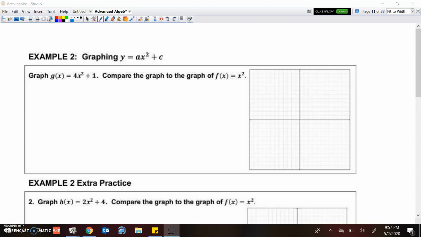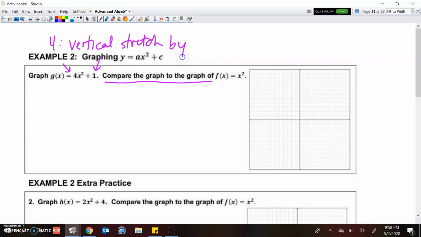Alrighty, so here I have ax squared plus c. So the only new thing we're seeing in these ones is that there is a vertical stretch or shrink. And so if I just look at it, I'm going to make the observation. The 4, when I compare it to the graph of f of x, is going to cause a vertical stretch by a factor of 4, because that a value is greater than 1.